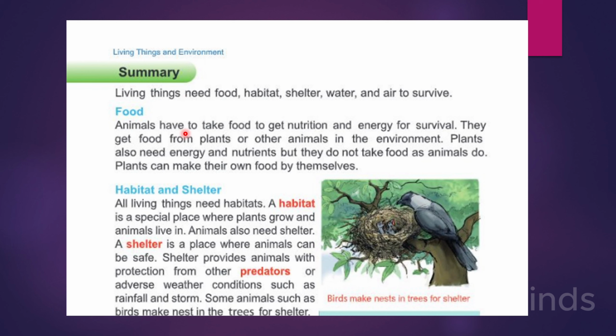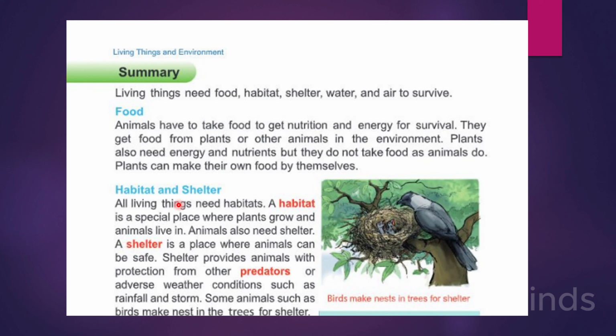Food. Animals have to take food to get nutrition and energy for survival. They get food from plants or other animals in the environment. Plants also need energy and nutrients, but they do not take food as animals do. Plants can make their own food by themselves.